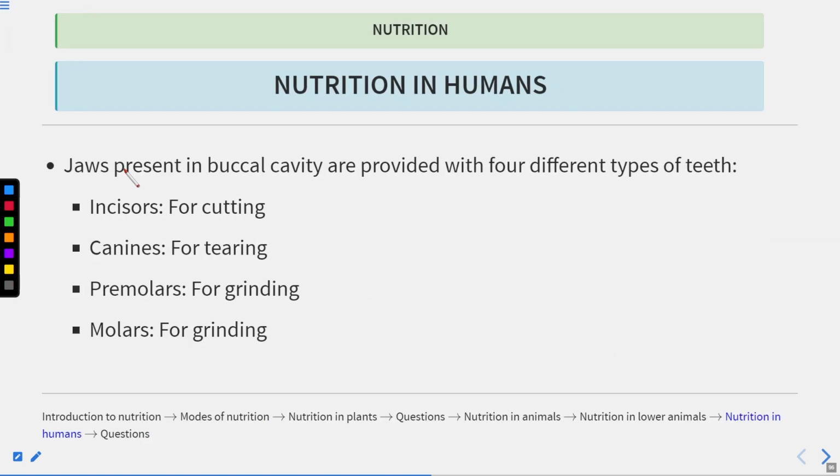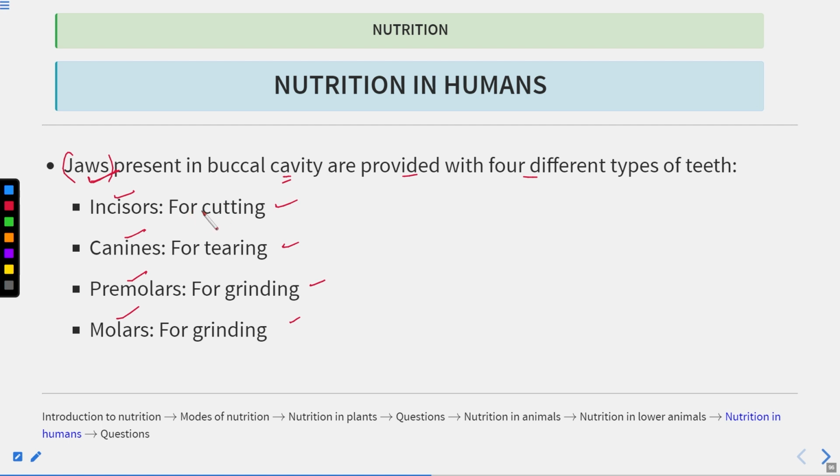Now let's talk about the jaws. I've told you teeth are the third component. What were the components of the buccal cavity? Salivary gland, tongue, and the teeth. Here they have shown you there are 4 kinds of teeth, and together they are present in the jaws. The jaws, which are present in the buccal cavity, are provided with 4 different kinds of teeth: incisors, canines, premolars, and molars.